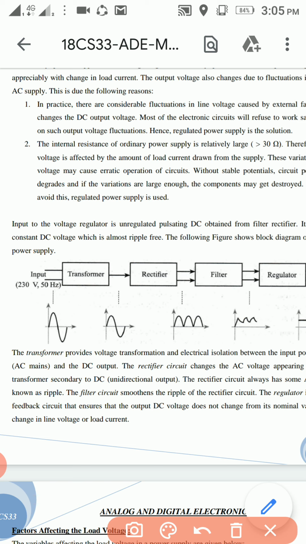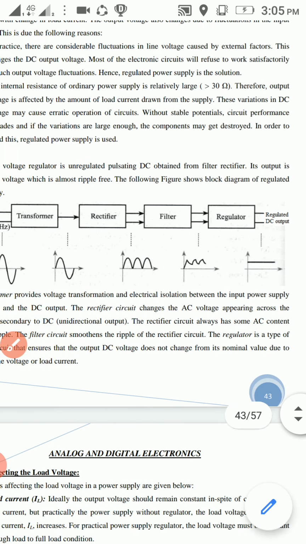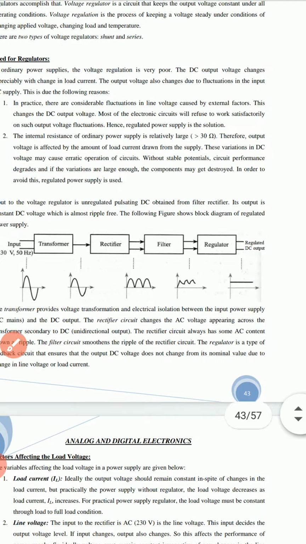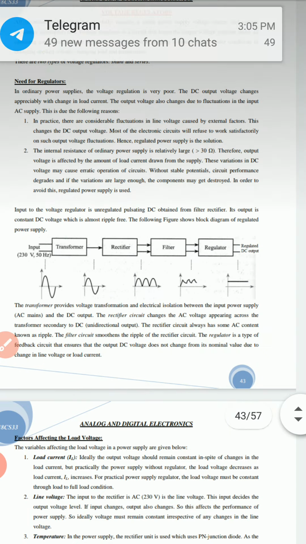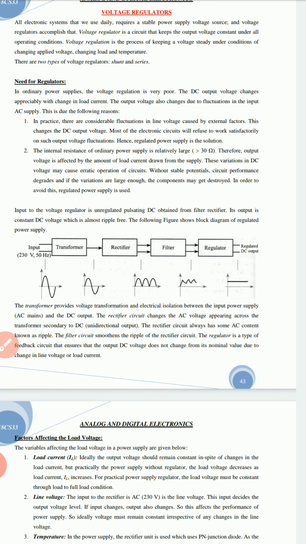The transformer provides the voltage transformation and electrical isolation between the input AC supply and the DC output. The transformer provides voltage transformation and electrical isolation between the input power supply and the DC output. And the rectifier circuit changes the AC voltage appearing across the transformer secondary to DC.